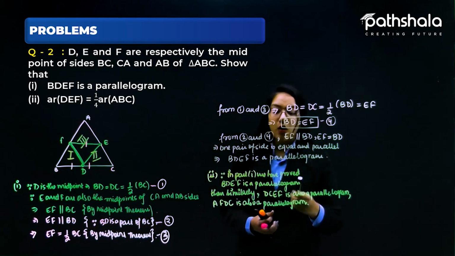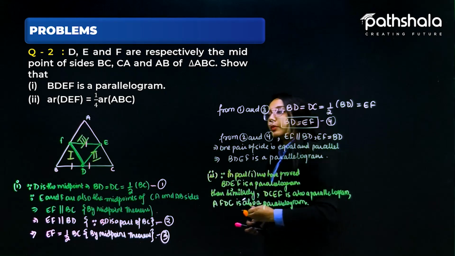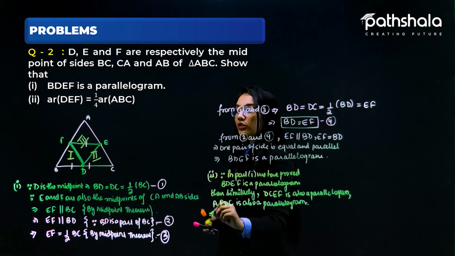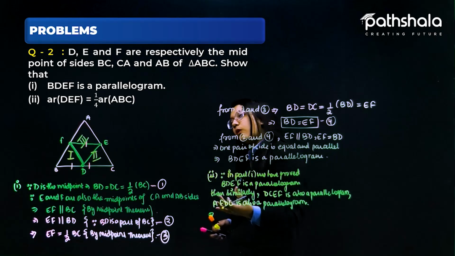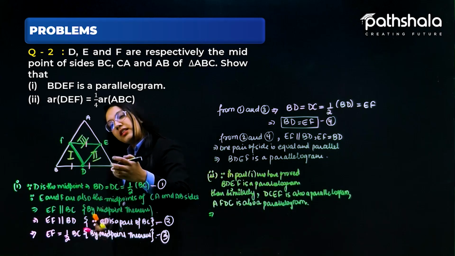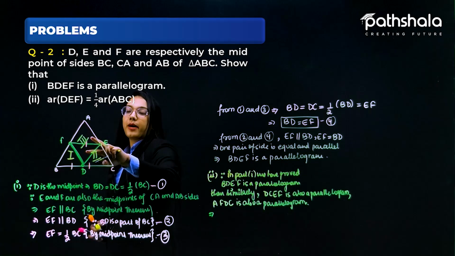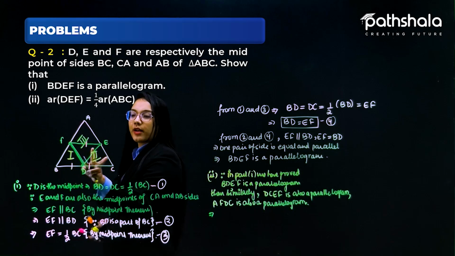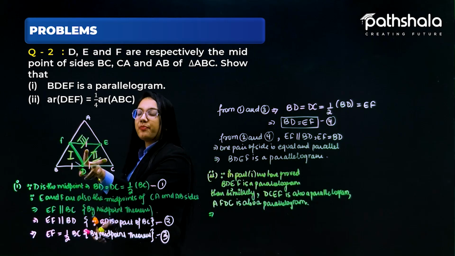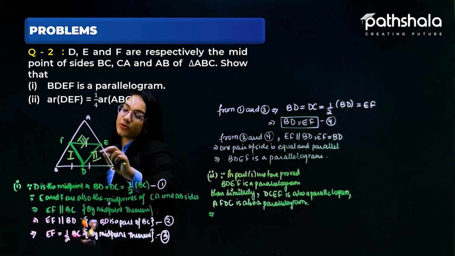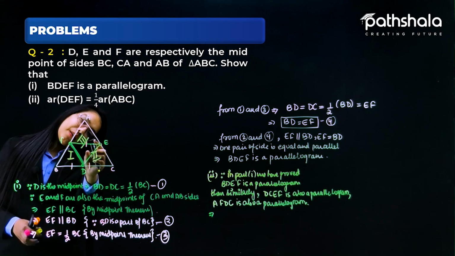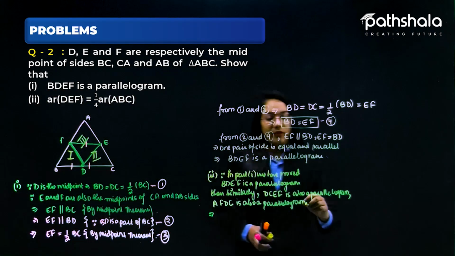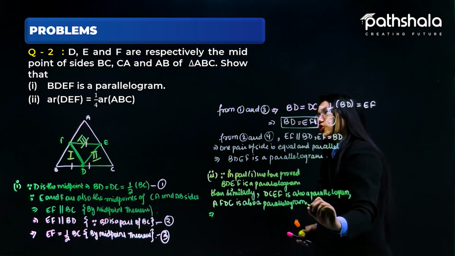So if they are all parallelograms, we know that parallelograms lying on the same base and in between the same parallels are always equal in area. So hence if we are talking about this particular parallelogram and this particular parallelogram, then they should definitely be equal in area. And furthermore, if I'm talking about this parallelogram or this parallelogram, they are also equal in area. So furthermore, we can say that AFED is also a parallelogram.